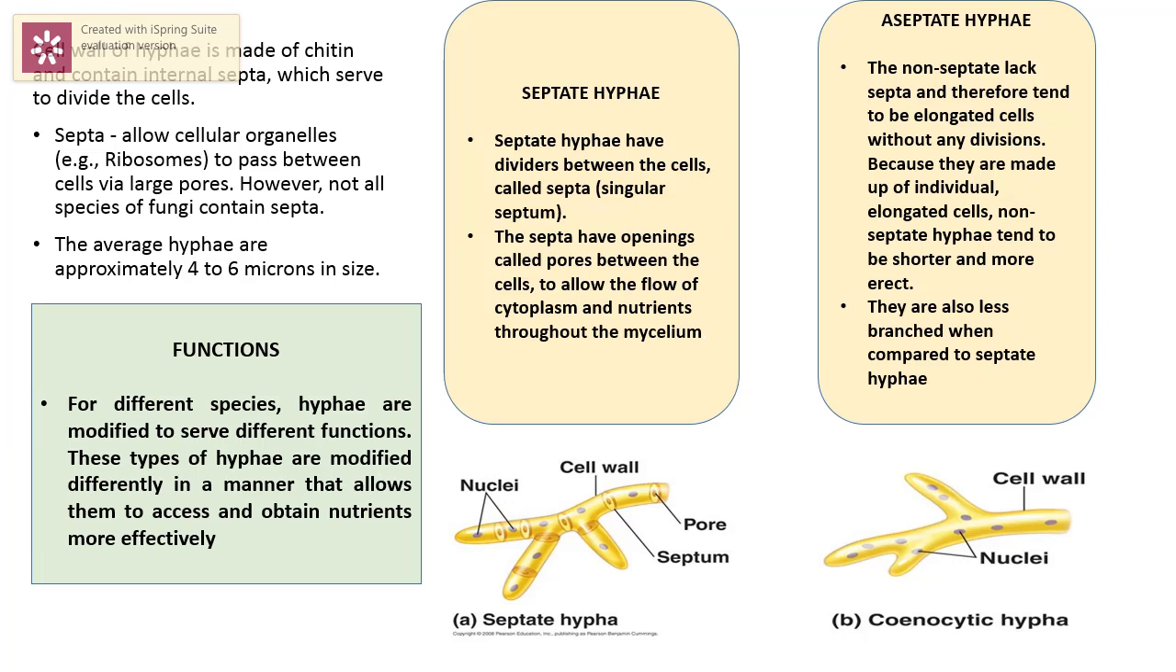Now, what are the functions of these hyphae? For different species, hyphae are modified to serve different functions, and these types of hyphae are modified differentially in a manner that allows them to access and obtain nutrients more effectively. Altogether, the fungi have to absorb their nutrients, they have to stay alive, right? They have to trap water, they have to behave like a parasite or like a saprophyte. So all these things the fungi do with the help of these hyphae.